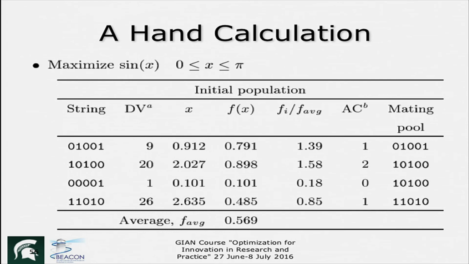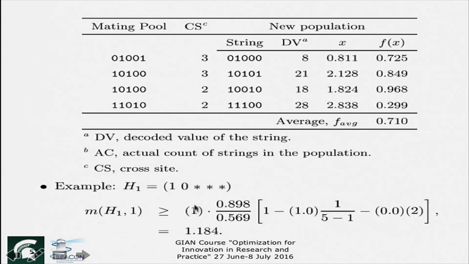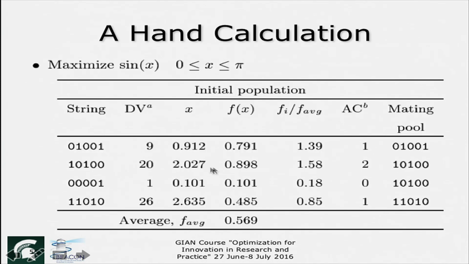So MHT is 1, just 1, right? What's his fitness? 0.898. Okay. So the first thing was how many copies? That's 1, MHT. The second one is the fitness, which goes in the numerator, 0.898, divided by the average fitness of the population. So the fitness of the schema is 0.898, and the average is 0.569. So I take the ratio of this by that.